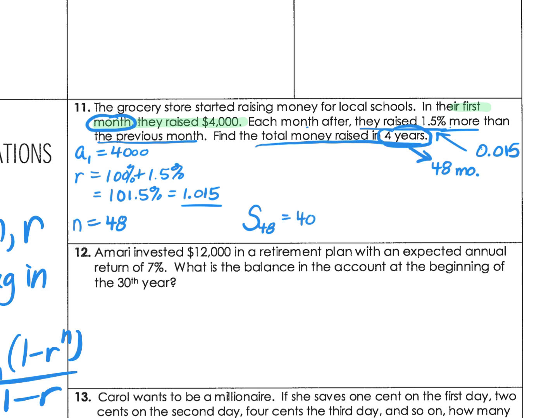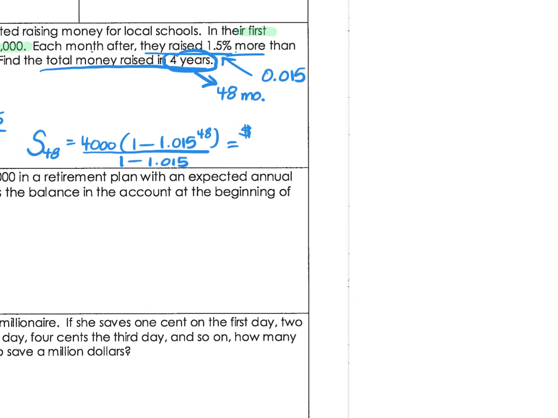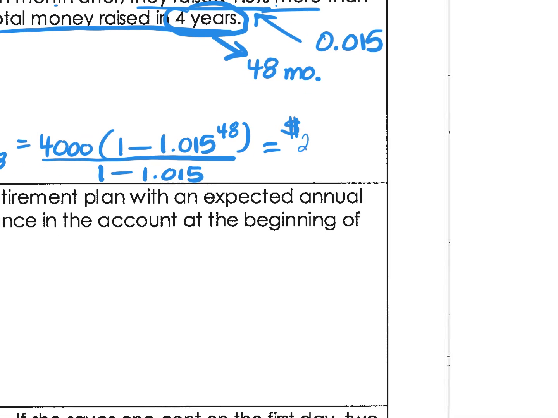A sub 1 times 1 minus R to the nth power divided by one minus R. And you're going to round to how many decimal places? How about 2? That's how much they raised in 4 years.